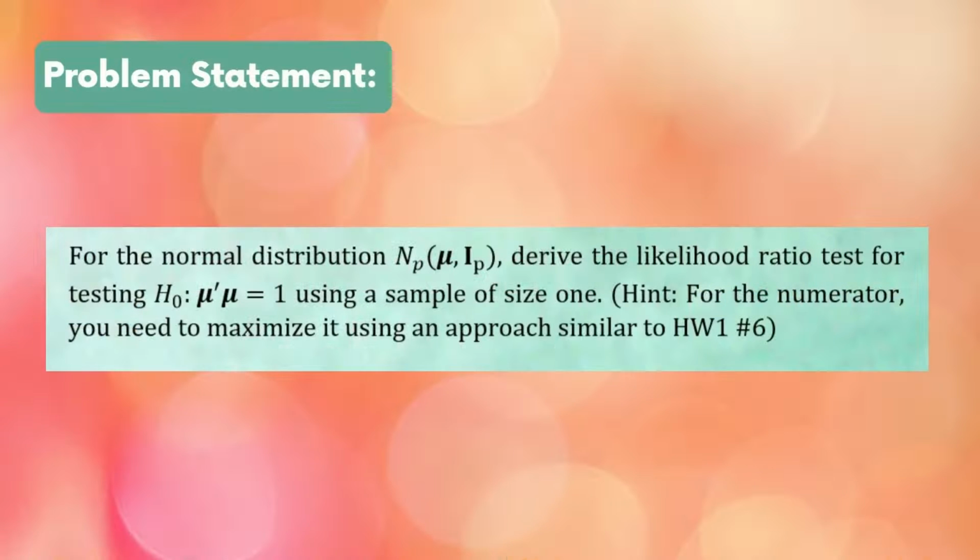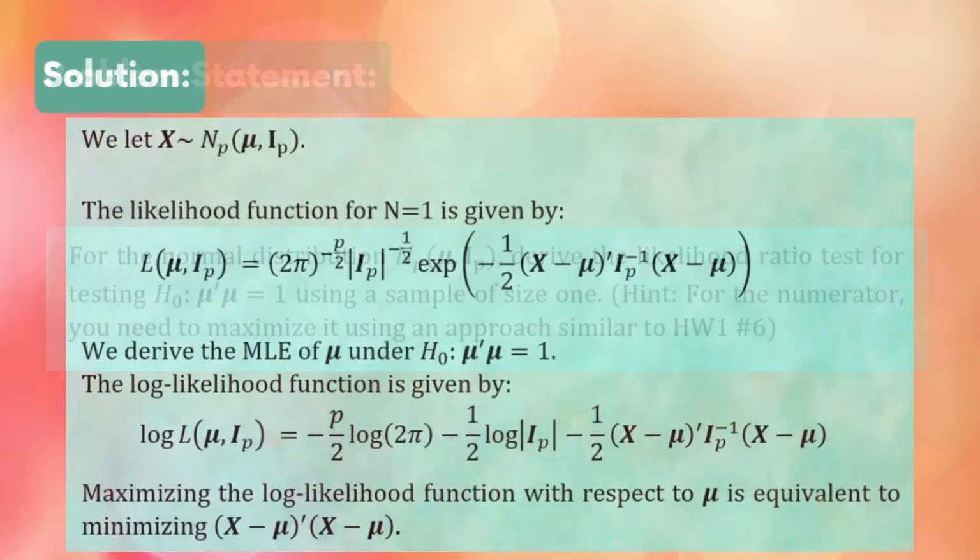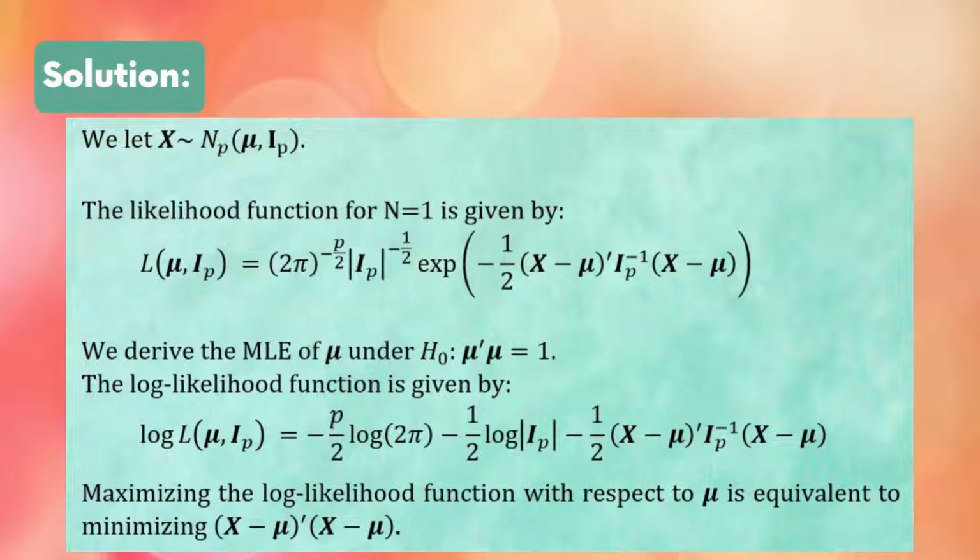The problem states that if a p-variate normal distribution with mean mu and the identity matrix as its covariance, derive the likelihood ratio test for testing H null mu prime mu equals 1 using a sample of size 1. We let a vector x follow a p-variate normal distribution with mean mu and the covariance identity matrix. The likelihood function for a sample of size 1 is given by the following equation.